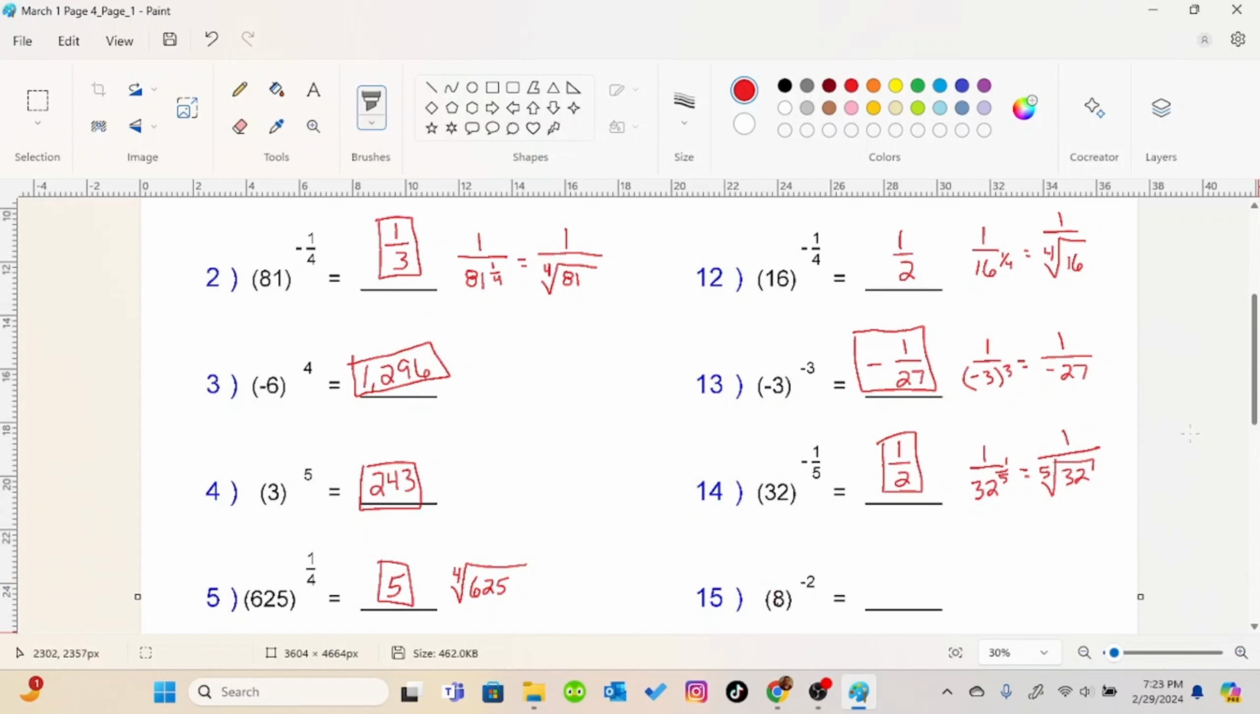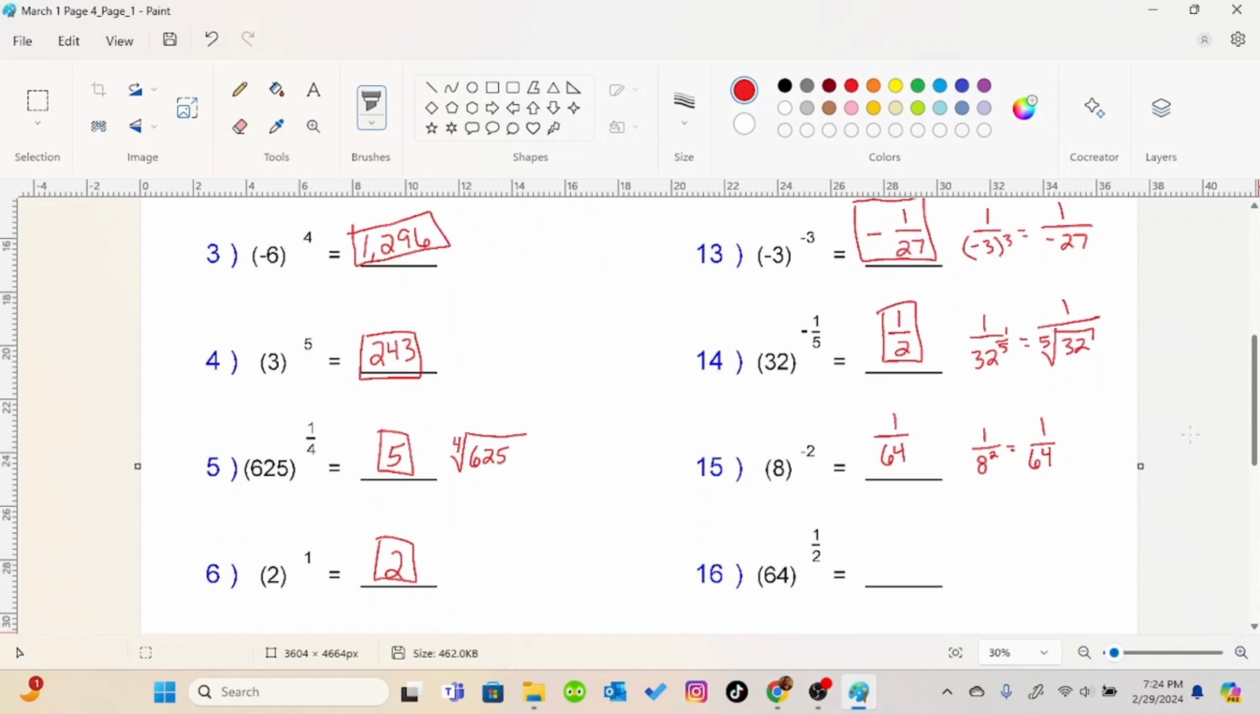Number 15. 8 to the power of negative 2. The negative tells us we need the inverse, and 8 squared is 64. So our answer is 1 over 64. Number 16. We have 64 to the power of 1/2. The fractional exponent tells us we want the square root of 64. The number that when multiplied by itself gives us 64, and that would be 8. So our answer is 8.